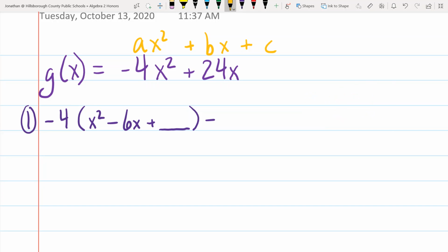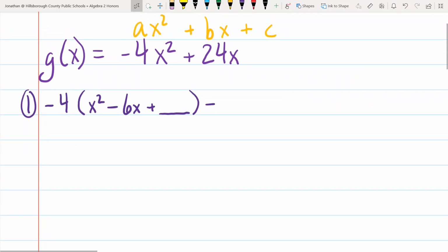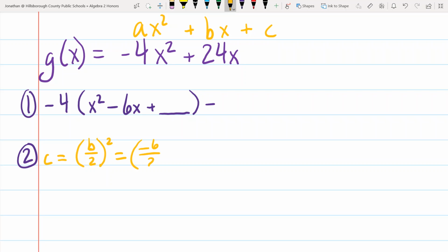To find c, you have a handy-dandy little formula. So c is equal to, and I guess this will be our step 2, c is equal to b over 2 squared. That will always get you c. So our b currently is -6. -6 over 2 squared, which means -3 squared. So what we're putting for c is 9.